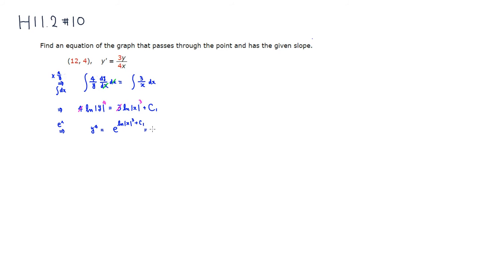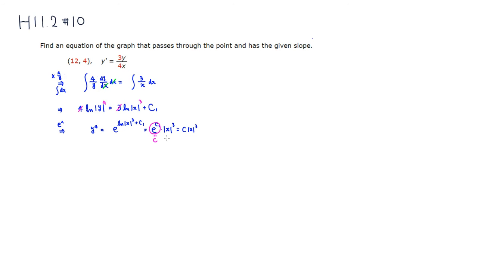But we can rewrite it as e to the C1 times, since e and natural log cancel out, the absolute value of x cubed. But there's no point in using a complicated expression for a constant, so this is going to be our C. So I'm going to call this C times the absolute value of x cubed. So we got that.